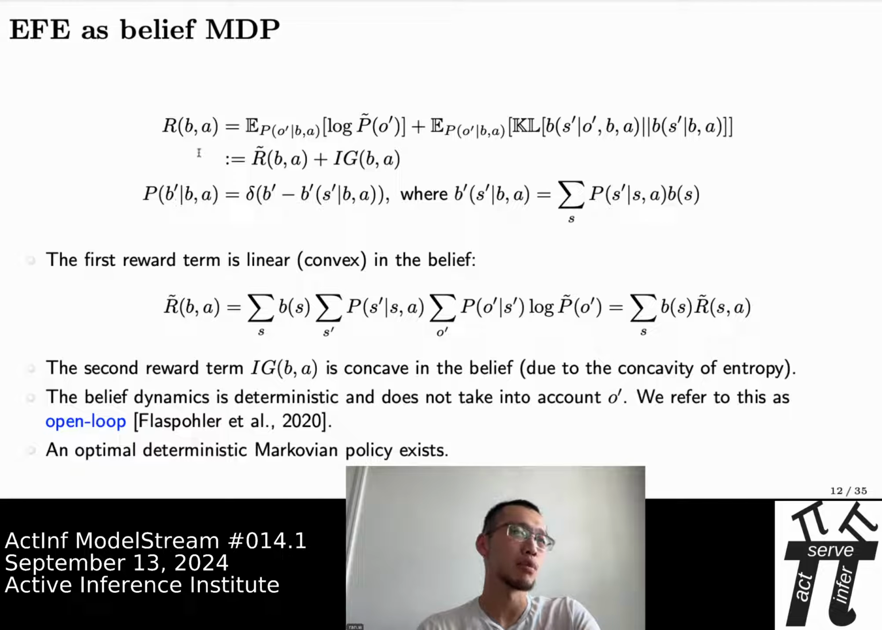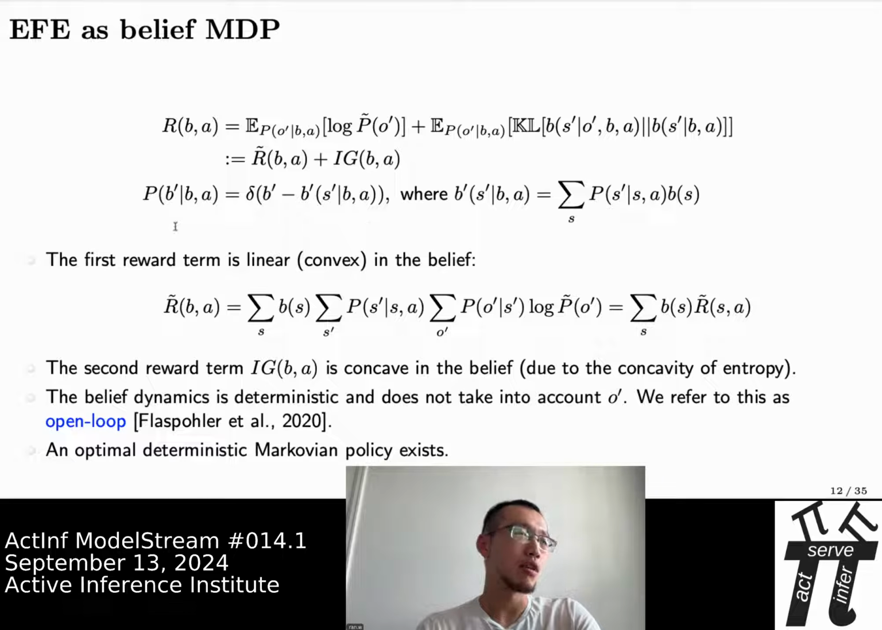If we look at the belief action reward, it's simply the sum of the one-step pragmatic value, which I denote with R tilde, and the one-step epistemic value. If we unpack the one-step pragmatic value, we can write it as a linear combination of a state action reward. This is because of the linearity of the expectation, which is used to define the pragmatic value. But the linearity doesn't hold for the epistemic value. In fact, the epistemic value is concave in the beliefs.